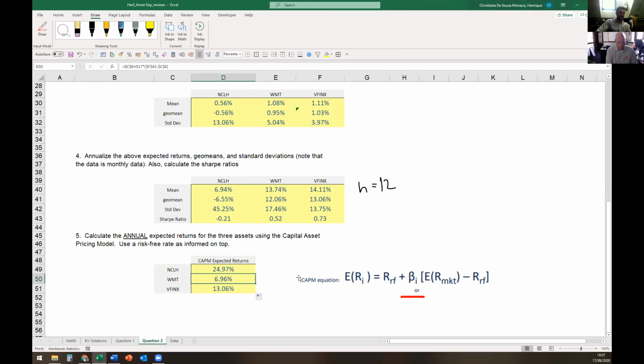Walmart, on the other hand, because it's less sensitive to the market, you would expect less returns from that, okay? So in fact here, if you look, Walmart exceeded returns here compared to the CAPM expected returns. And the market will have just, of course, the market returns, because beta is equal to 1, okay? So any questions here on question 2?